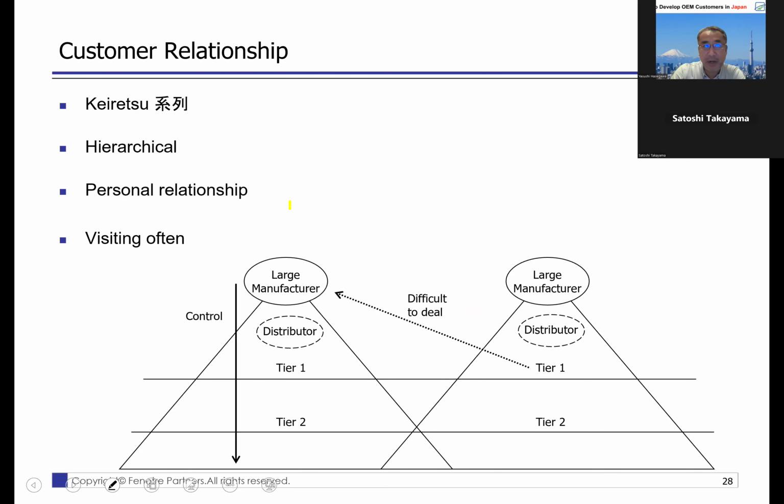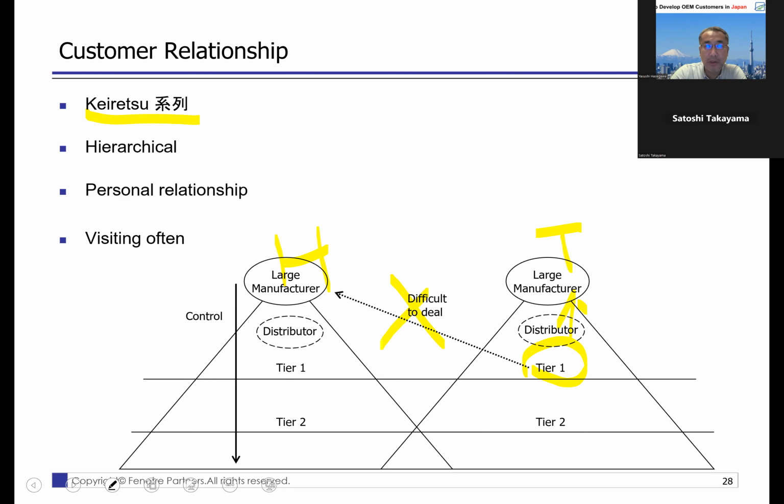And another entry barrier is the distribution channel structure. Probably some of you have heard this term, keiretsu. Keiretsu means the exclusive supply chain network. Usually, big manufacturers like Toyota and Honda have their own exclusive supply chain network. In this case, a tier one supplier to Toyota is not allowed to sell to Honda. It's very exclusive.